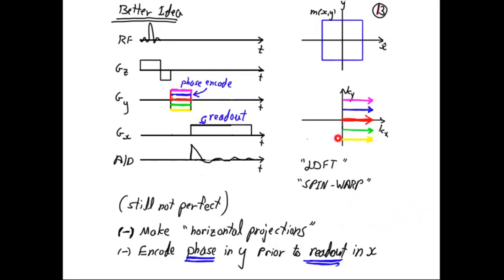Still, I have this problem with half of the Fourier. I'm not fully collecting the Fourier, right? I'm only collecting half of it, but not the full thing. Anyone has an idea how to collect the full Fourier? Could you apply a negative X gradient while you apply the phase encode in Y? Beautiful, beautiful.